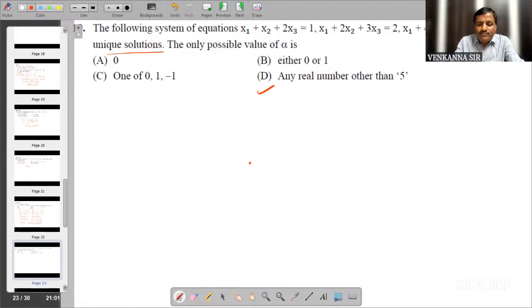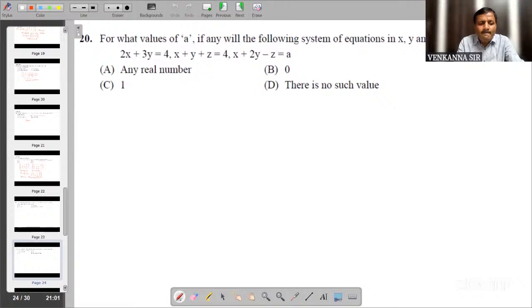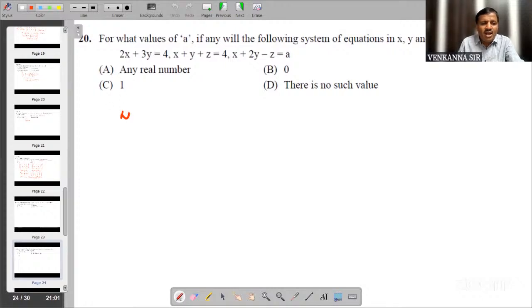And next, this. For what value of A, if any, will the following system of equations in x, y, z have a solution? Three equations are given. What type of equations are they? Non-homogeneous equations. You can take this equation I am selecting first. This is second, third. You can select any order, no problem.